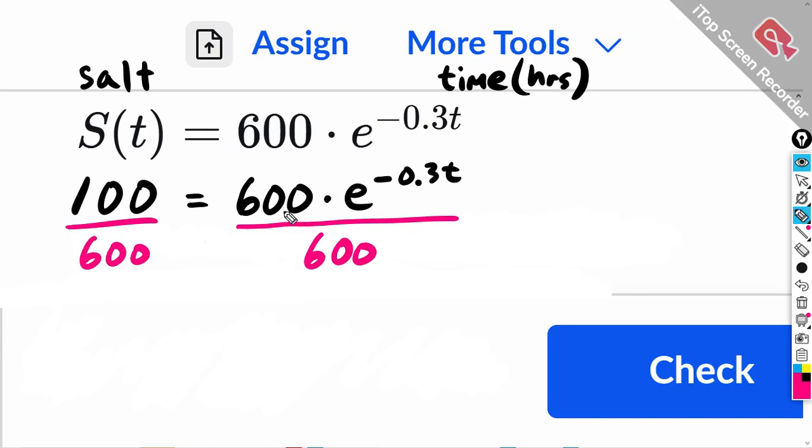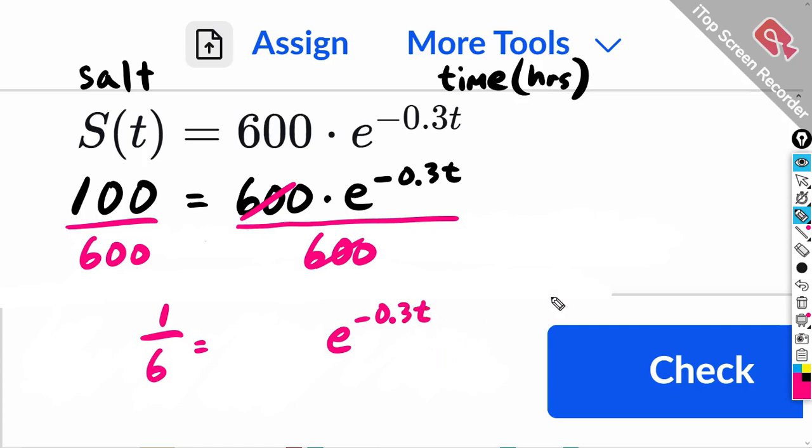On the right-hand side, it cancels. On the left, you can keep it or you can reduce it, it doesn't matter. So 100 over 600 is the same as 1/6, and that equals e to the negative 0.3t.